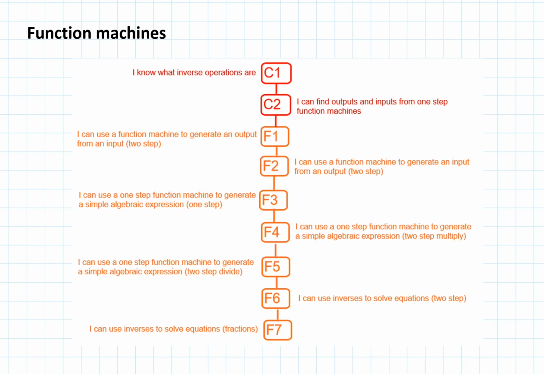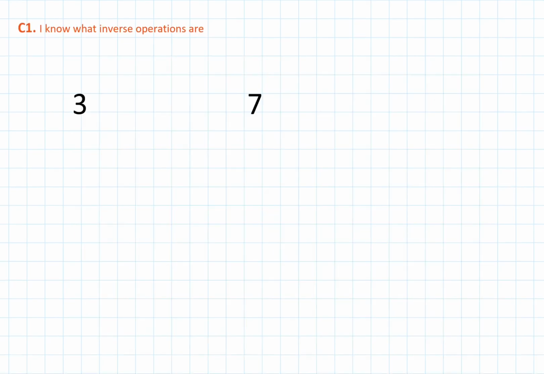In this video, I will talk about function machines. The video will cover C1, C2, F1 and F2. The first topic we'll look at is inverse operations. The word inverse means reverse or opposite. So we will be looking at reverse or opposite operations.